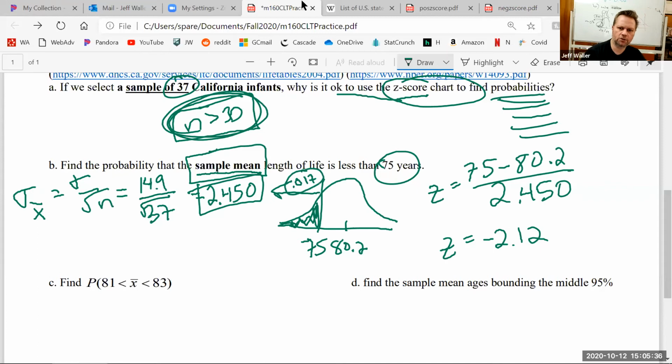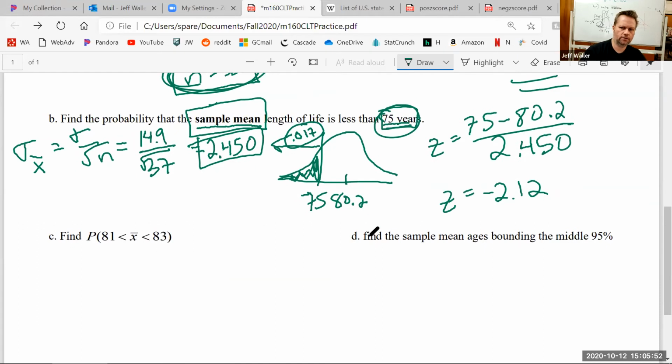So just under 2% would only live up to at most 75 years. Under 2% would die before they hit 75. All right.